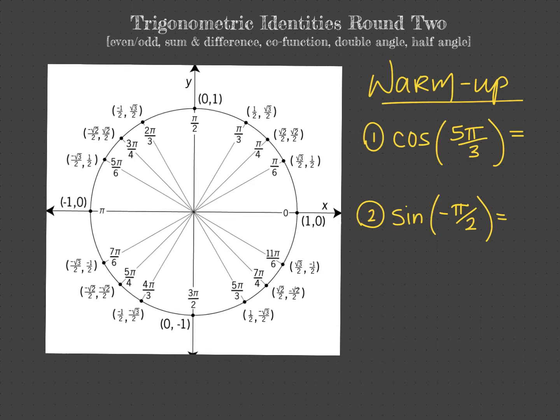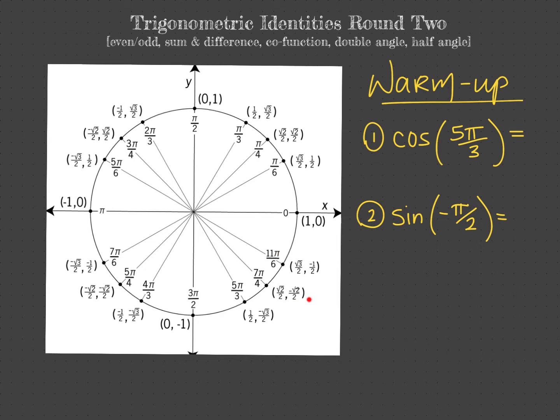Welcome to Trig Identities, Round 2. We will take a look at the even and odd, sum and difference, cofunction, double angle, and half angle formulas today in this video. Before we begin, be sure that you have access to your unit circle, as we will use it for reference a lot.